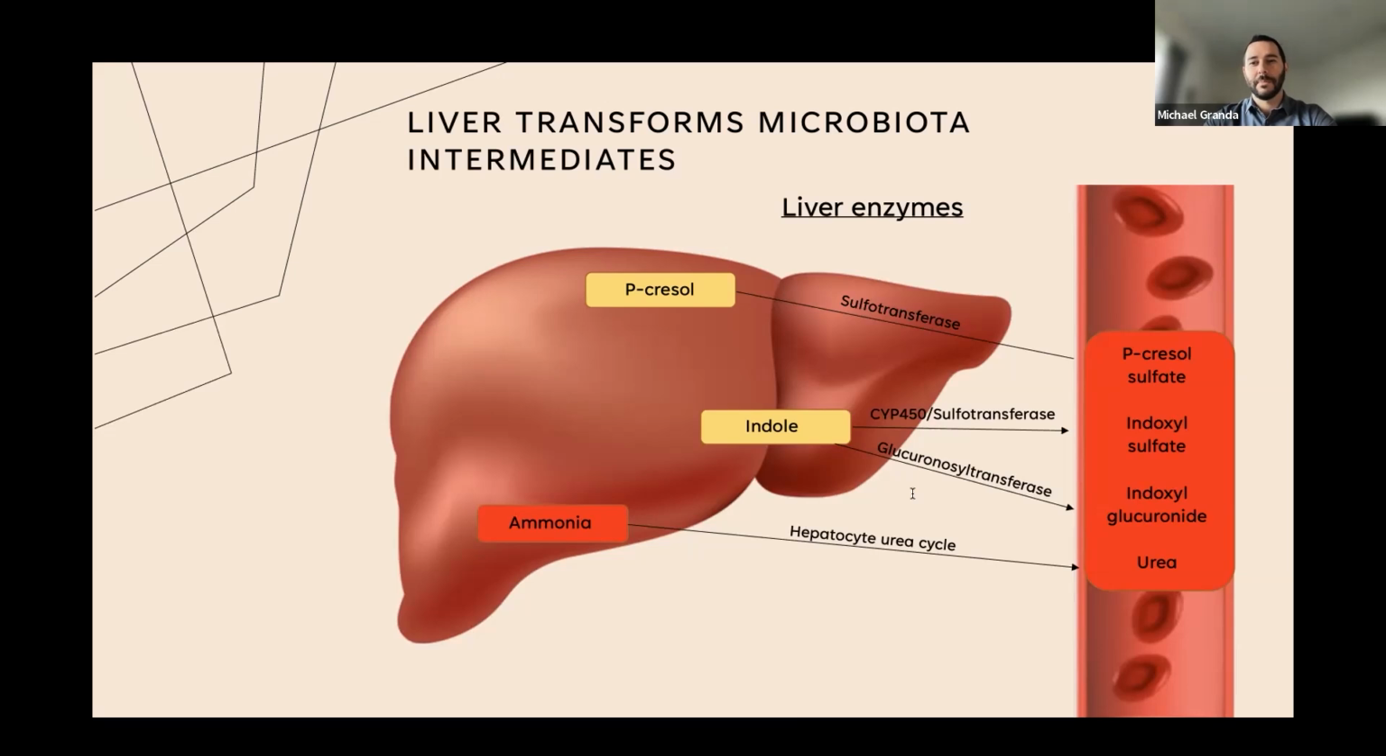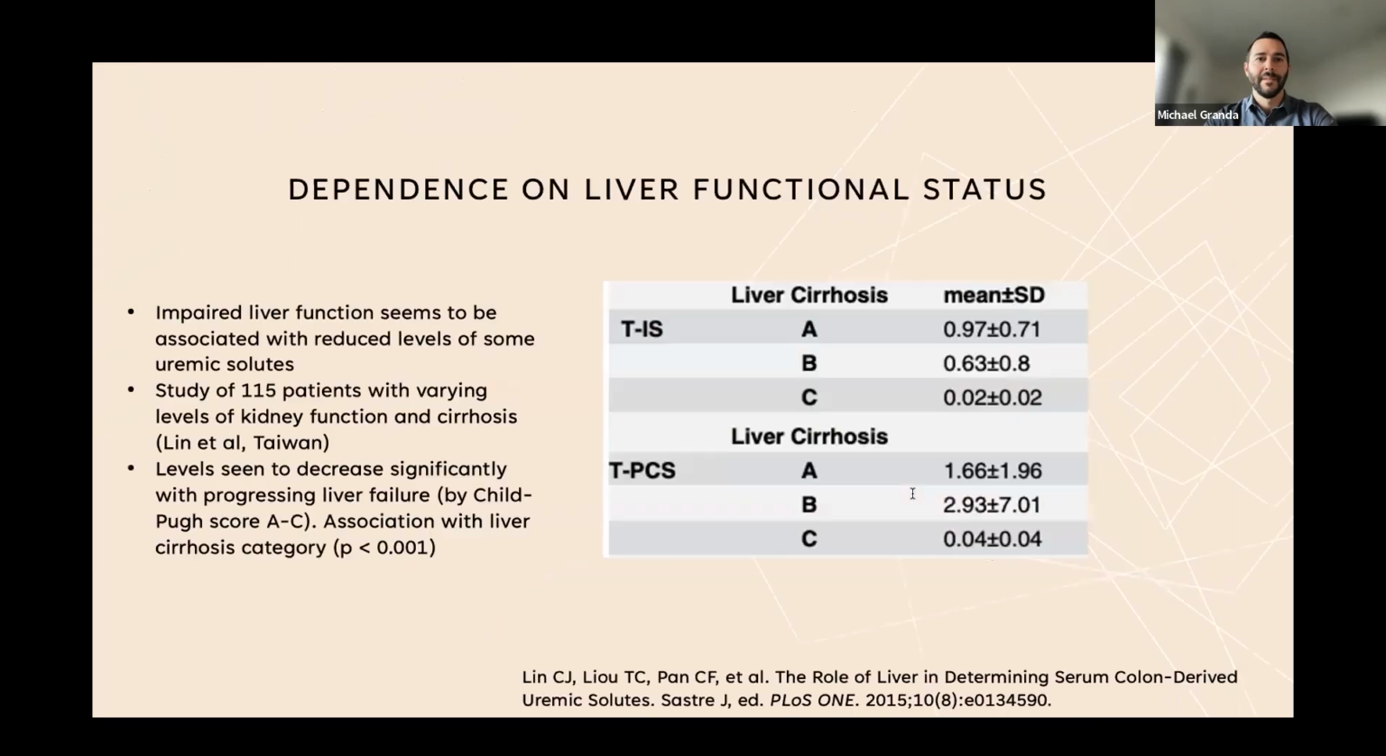Ammonia, which is predominantly from gut bacteria metabolism, is converted in the liver, and to a lesser extent in muscle cells and other organ systems, into urea, which we know is cleared very efficiently through the kidneys. So given its role in transforming gut flora waste products, it's plausible to assume the conversion of intermediates to uremic toxins might be altered in liver disease.